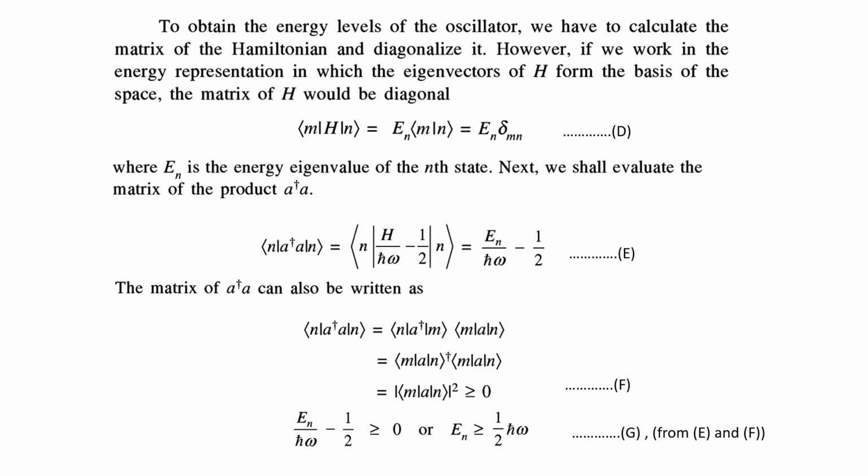And now we shall calculate the matrix of the product a a†, and here it is given by En/ħω - 1/2. Also, the matrix of a† a can be written this way, and from E and F we get En/ħω - 1/2 is greater than or equal to 0, or it can also be written as En is greater than or equal to (1/2)ħω.